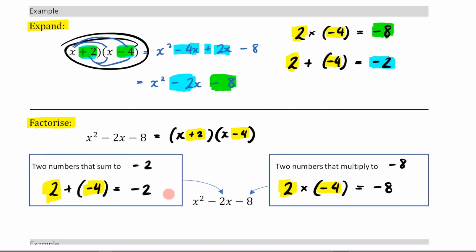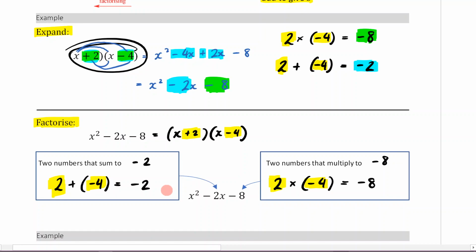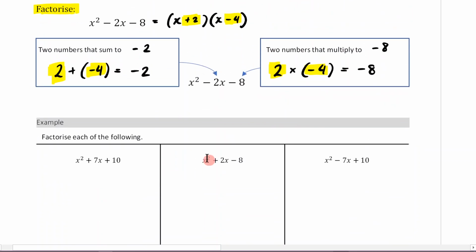I might pause the video here because I don't want it to get too long. I want there to be multiple parts so you can take a minute to absorb all this information. But I'm now going to go through some examples with you.